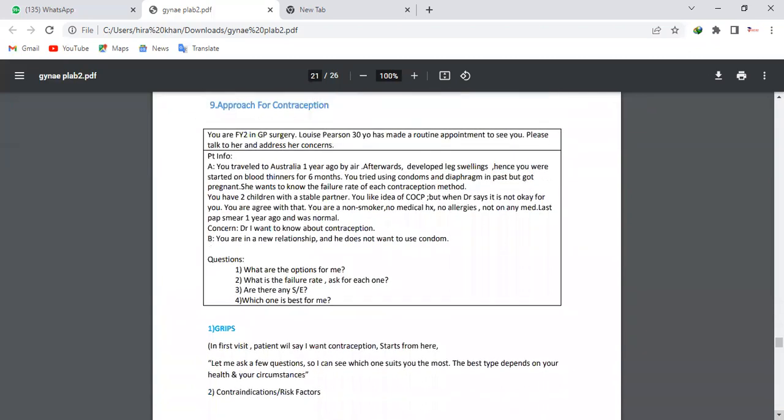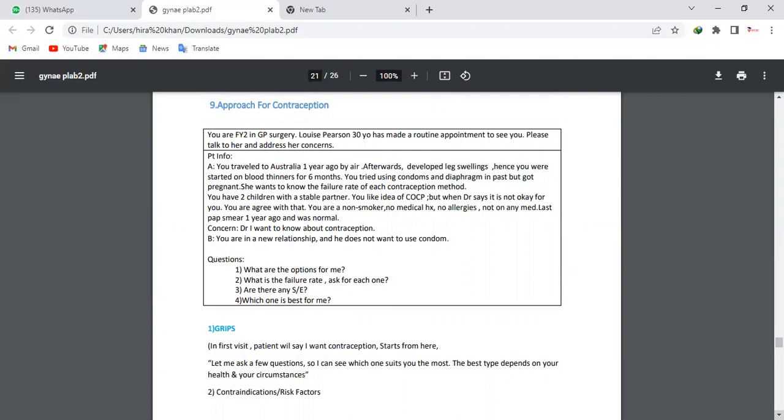So the scenario is you are referred to the GP surgery. Louise Parson, 30-year-old, has made a routine appointment to see you. Please talk to her and address her concerns. So the patient info: you traveled to Australia 1 year ago by air and afterwards you developed leg swelling. That means she has had DVT. Hence you were started on blood thinner. You tried using condoms, but you got pregnant. You want to know the failure rate of each contraception method.